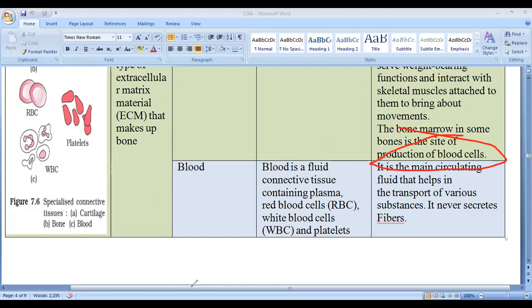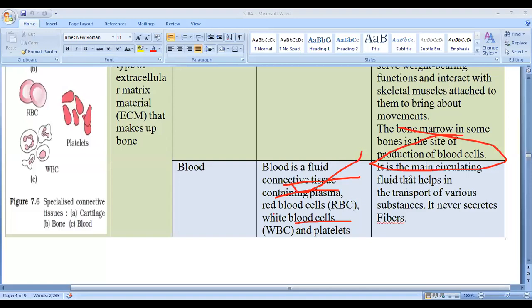Next is the third type of connective tissue, the specialized connective tissue, which is blood. You know very well, blood is considered a fluid connective tissue containing plasma, RBC and WBC. Blood has two components, blood cells and blood plasma. Blood cells include RBC, WBC and platelets.